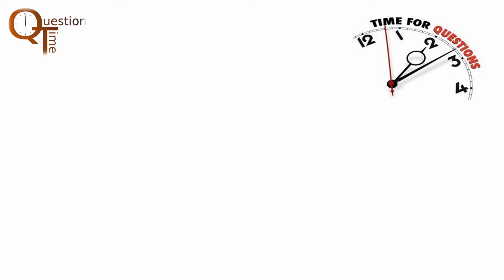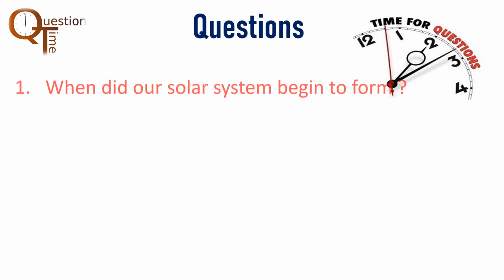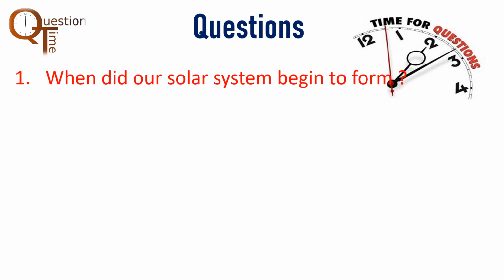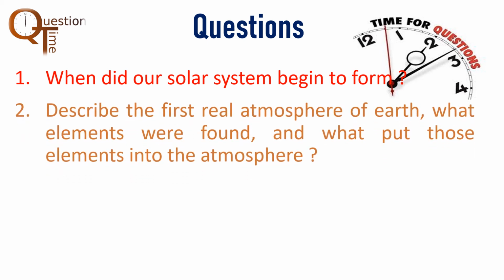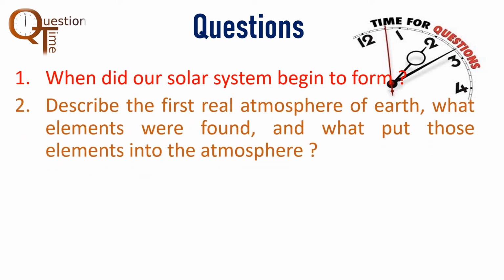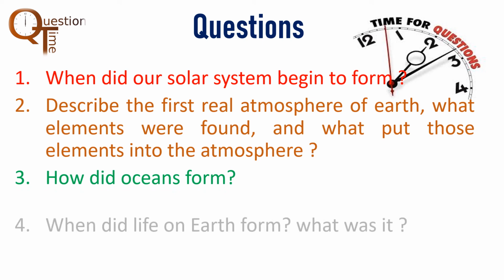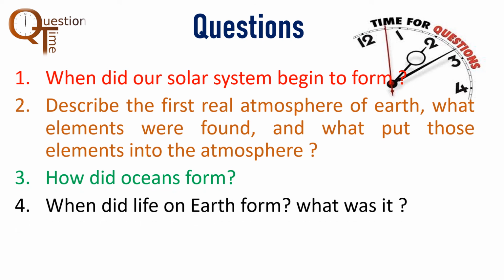Now let us check a few questions in this lesson. When did our solar system begin to form? Describe the first real atmosphere of Earth. What elements were found and what put those elements into the atmosphere? How did oceans form? When did life on Earth form? What was it?